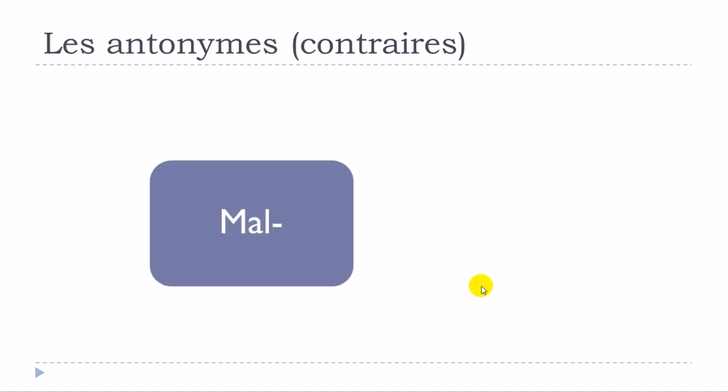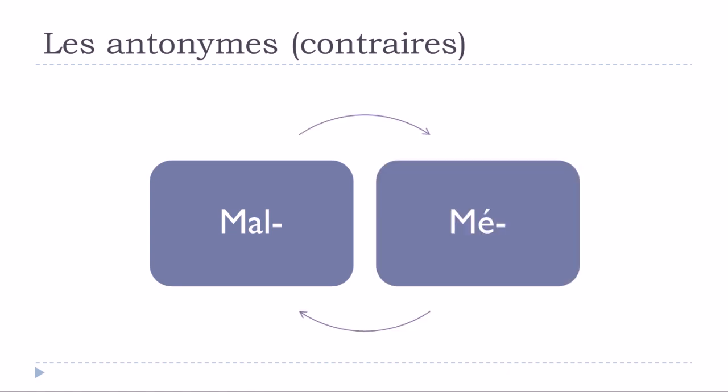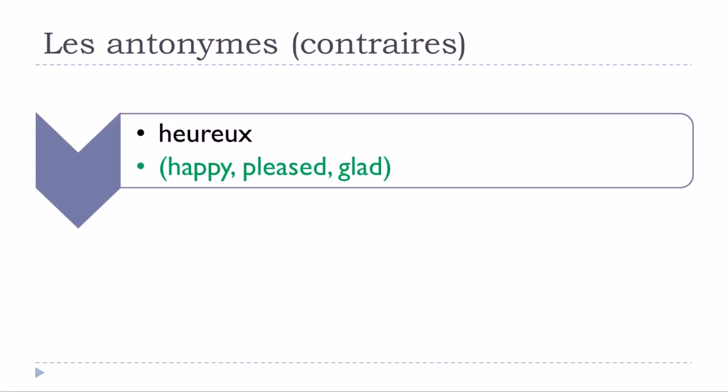Okay, and so we'll see in this lesson first the antonym that will start with mal, and then after that we'll see the ones that will start with mais. Okay, so let's concentrate first on the mal. And so first example, quite interesting, and it's heureux here. Okay, so you can see the translation in English here in green.